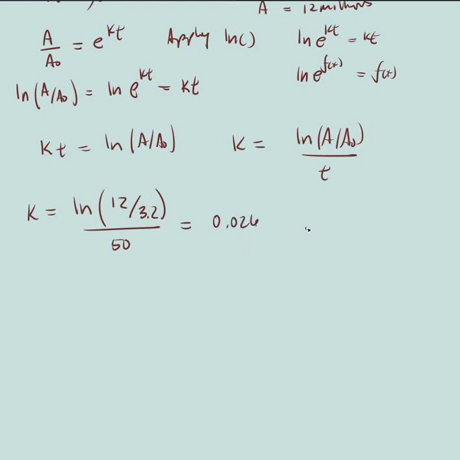Okay, so now we have the constant k, right? K is equal to 0.026. This is the constant rate, the rate at which the population grows, you can say, per year. Now, if you remember, there's another question here.